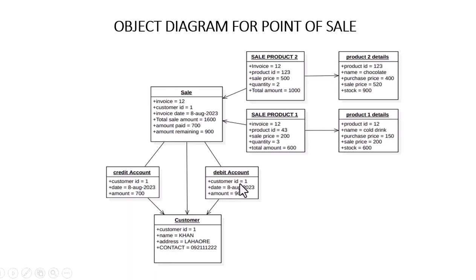This is customer 1. Customer 1 credit and debit, and customer 1 detail are here, and the specific attributes for these objects are also here. And sale is dependent on the customer, because the customer object should be created first. If the customer object does not exist, we cannot generate the sale for this customer ID 1. And similarly, if product 1 and 2 details do not exist, we cannot create these two sale details, product 1 and product 2.